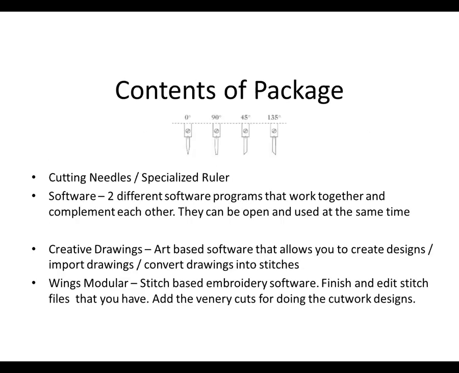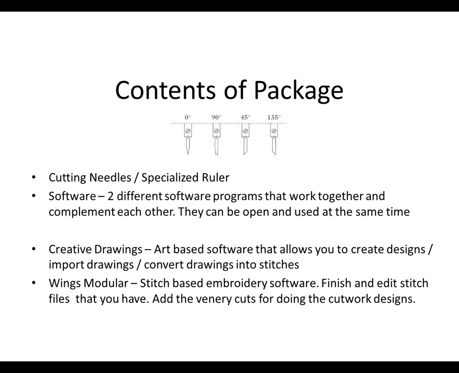In the contents of the package, you will get cutting needles, there's 4 of those, and a specialized ruler. The needles will all have a different angle on them, so they will go into your machine where your embroidery or your sewing machine needle go now, and they have a different angle on each one of those needles.